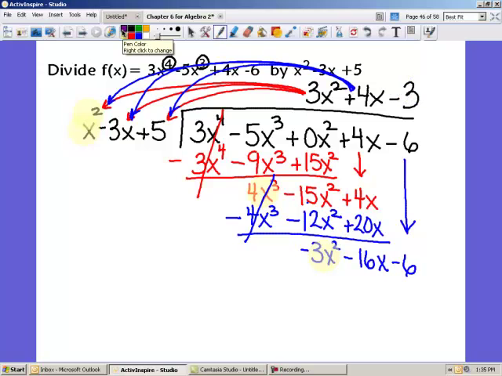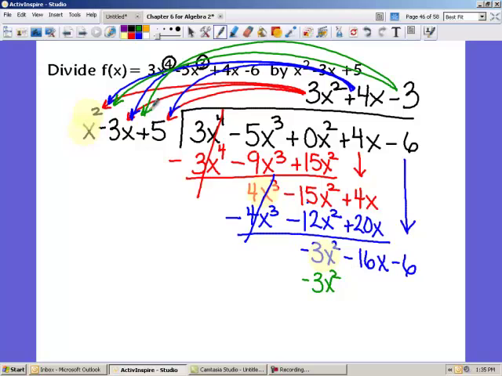And we go through. Negative 3 times x squared is negative 3x squared. Negative 3 times negative 3x is positive 9x. And negative 3 times 5 is negative 15. Subtract. Negative 3 plus 3 cancels. Negative 16 minus 9 more is negative 25x.